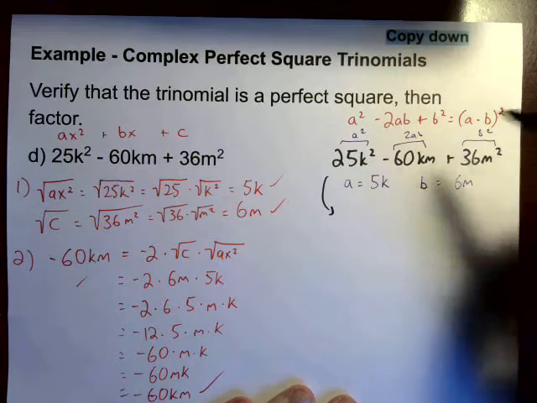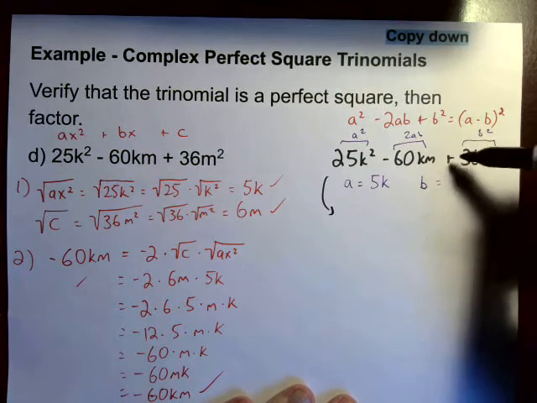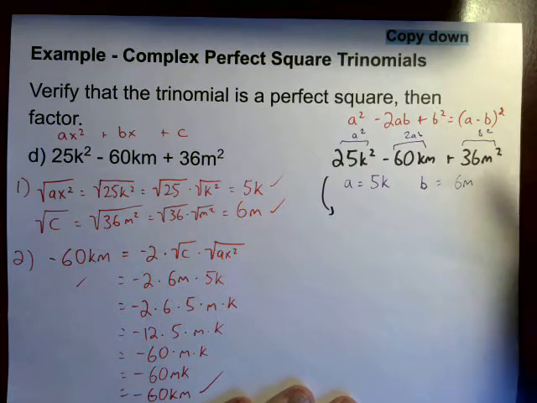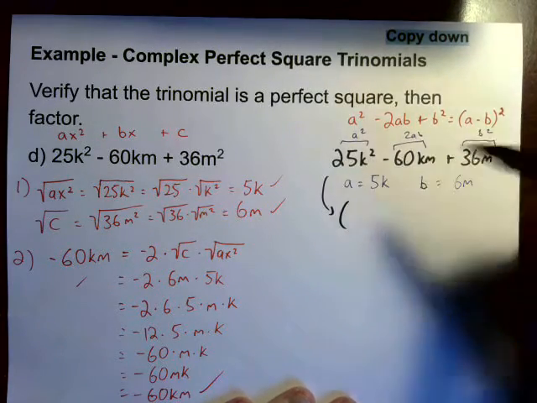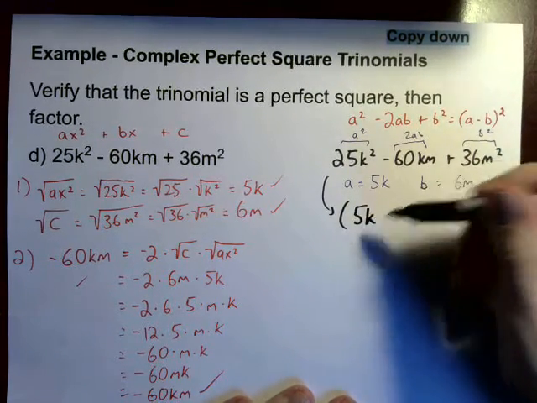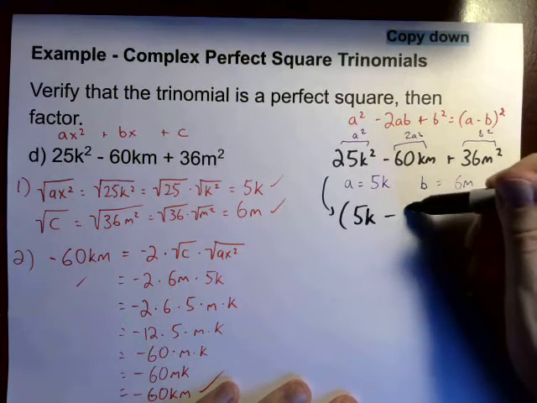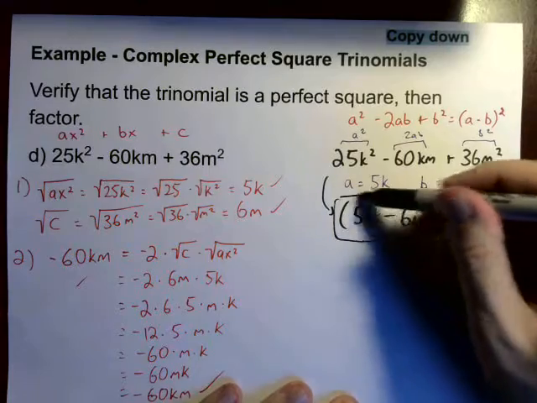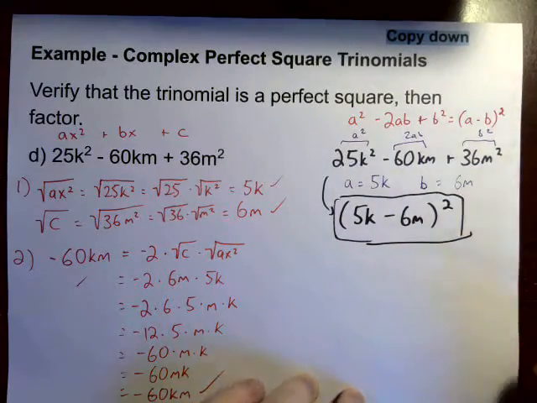So we have 25k squared minus 60km plus 36m squared. We've proven that it fits this pattern. So that means if you factor this, it would be equal to 5k minus 6m, squared. And that would be the final answer.